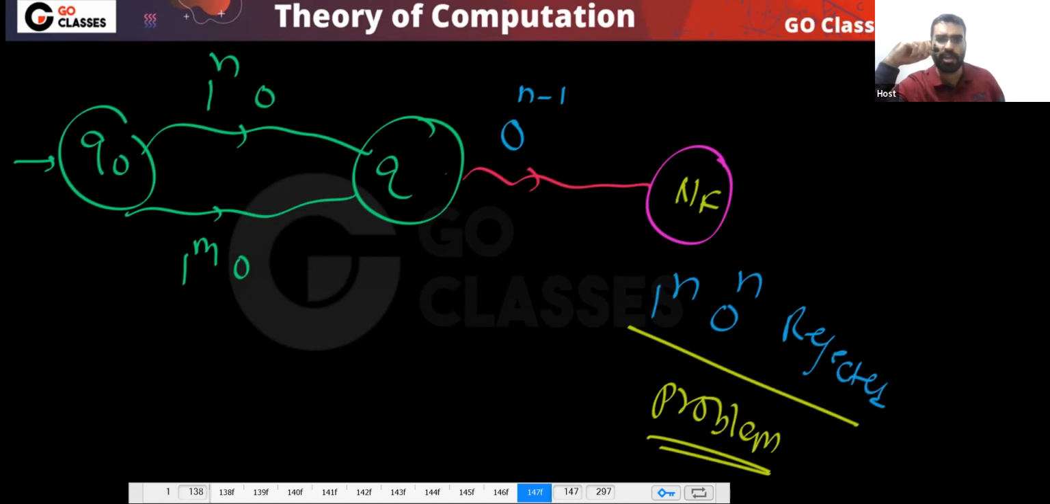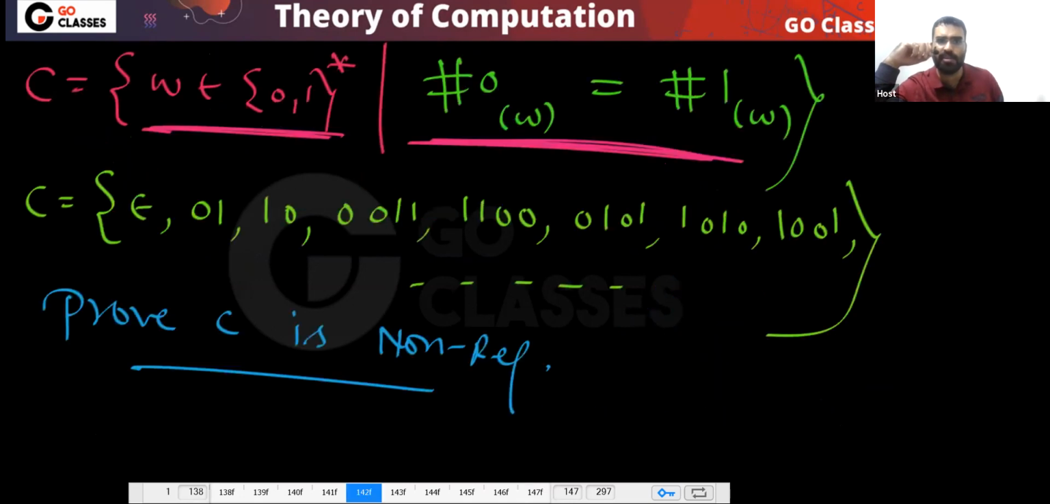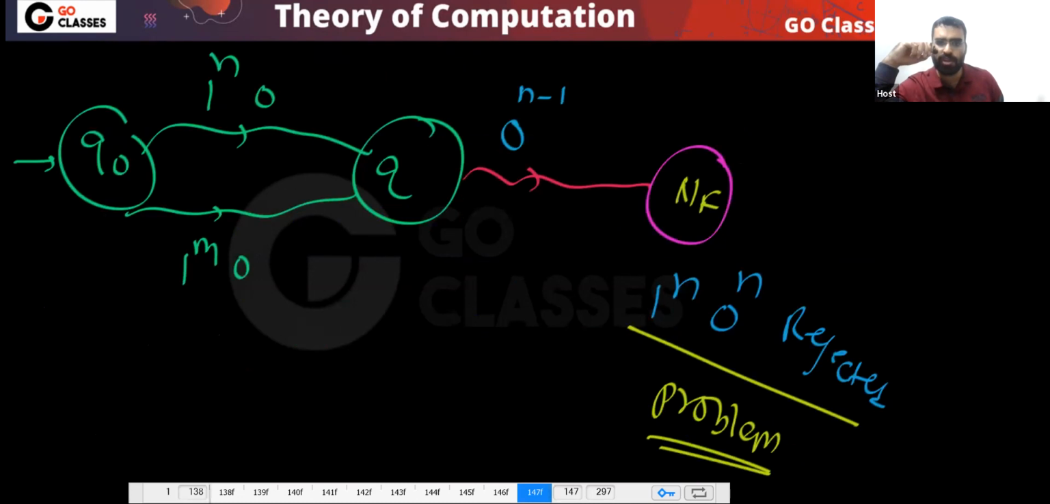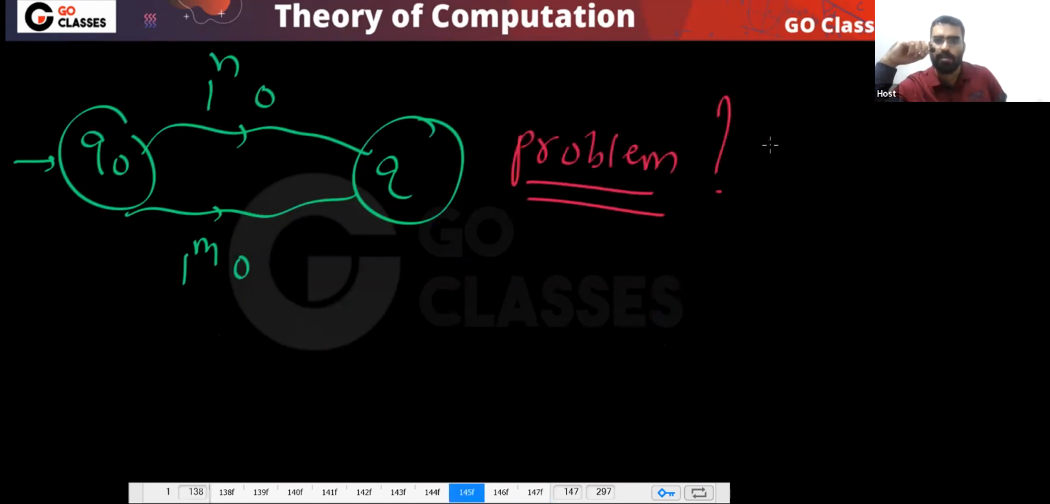So did you understand? Whatever you do, there is a problem. Okay, so this proof, this template, did you understand? So finally I can say, whatever you do, there is a problem. So the language is non-regular. So C is not regular.